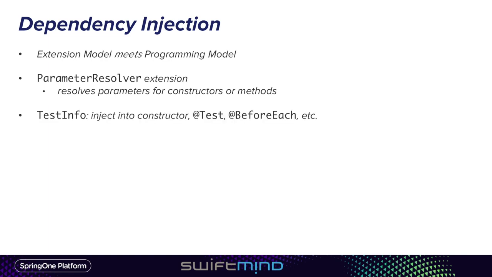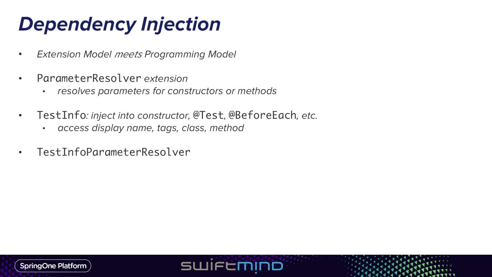And test info, if you knew about test name and stuff like that from JUnit 4, with JUnit 5 there's a test info. You can have that injected into your constructors, your @test methods, your @before each, etc. And you can get access to things like the custom display name, the tags associated with that, the class, the method, etc. And in the background, if you want to see how it's implemented, there's a test info parameter resolver extension that does that for you.